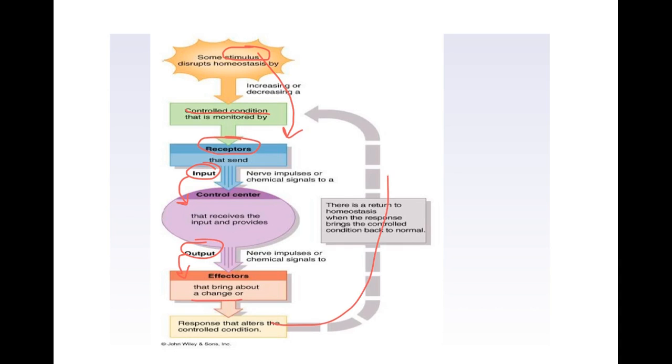That then goes around and is detected by the receptors again. The receptors notice that the body's back in homeostasis, and this causes the receptors to stop sending their nerve impulses to the control center, which stops the signals to the effectors when the body is back in homeostasis.